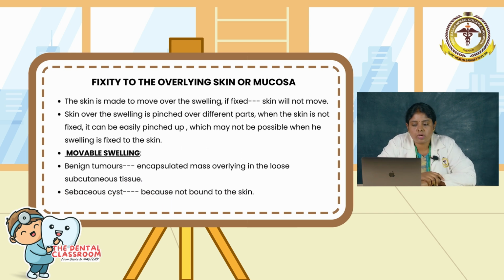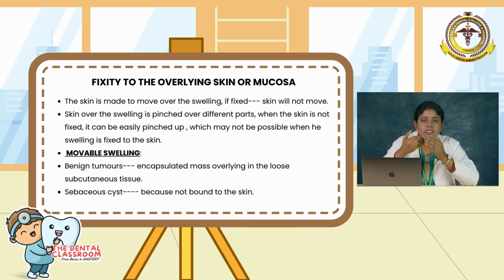Now the next one is fixity of the overlying skin or the mucosa, whether the skin is movable, or the very easy term is pinchability of the swelling, whether the skin over the swelling is pinchable or not. If the skin over the swelling is pinchable, that means it is present far beneath the skin. If the skin is not pinchable, it means that it is an inflammatory swelling. It is involving even the skin. So that gives you a diagnosis whether the skin is pinchable or not.